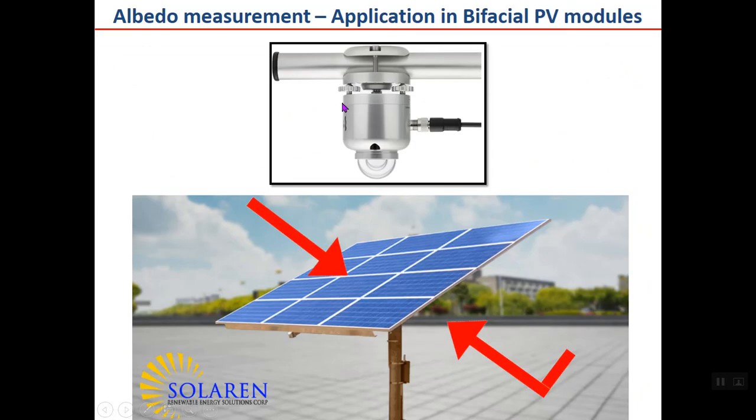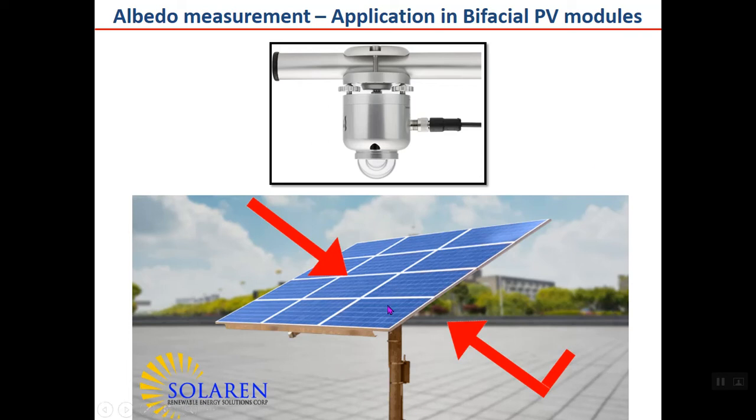Another measurement is the albedo measurement. There's a new application of albedo measurement. It has a lot of applications in agriculture or in meteorological stations, but there's a new application for that, and it is bifacial solar modules. Bifacial means two faces. Generally in common PV modules you receive sun from above and the panel produces power. But in bifacial modules, the backside of the module can also receive light and produce energy. These are named bifacial modules.